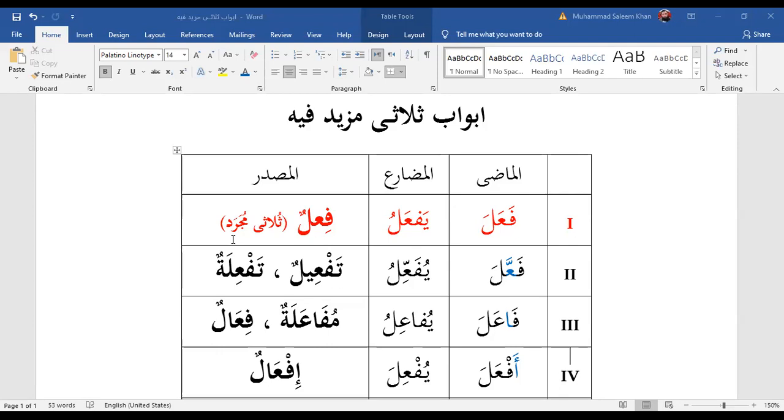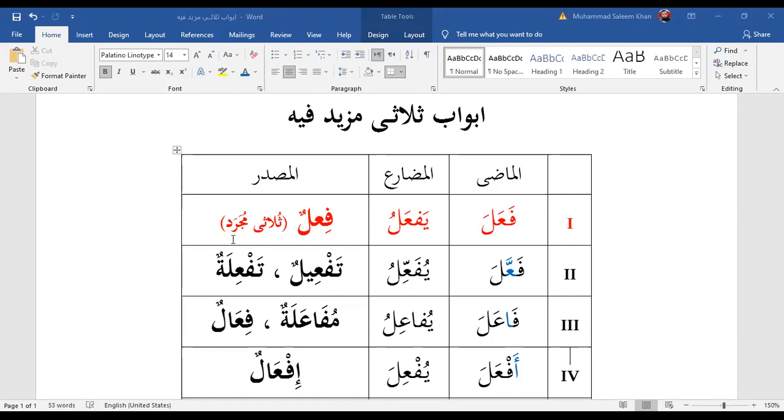You should know the past, the present, the masdar, the fi'l al-amr and the fi'l al-nahi. So when we say nasara, we should know five things. For example, nasara, yansuru, nasran, unsur, la tansur. So you should know five things, right? Nasara, yansuru, nasran, unsur, la tansur.